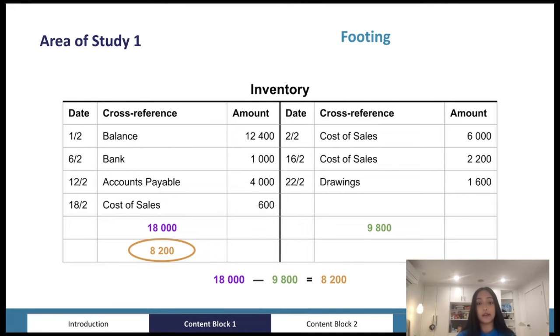It's, like I said, informal. So when we're actually balancing the ledger accounts, we'll need to write the totals down properly, but this is just an informal way of balancing an account.